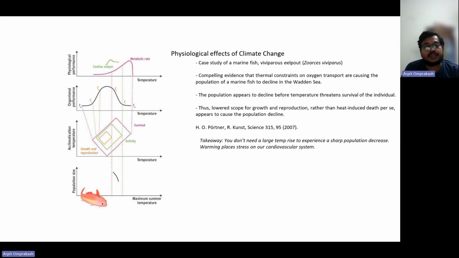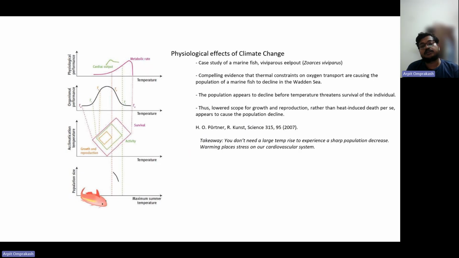And then they have what is known as growth and reproduction. So there's an optimal temperature that they need to grow and reproduce. If that temperature is not being reached, then that affects not only their survival as an adult, that also affects their growth and reproduction. And because of that, the population size has been decreasing, right? So the lower scope for growth and reproduction is what is leading to the population decline instead of the death due to heat in the individual, right, due to heat stroke kind of things.